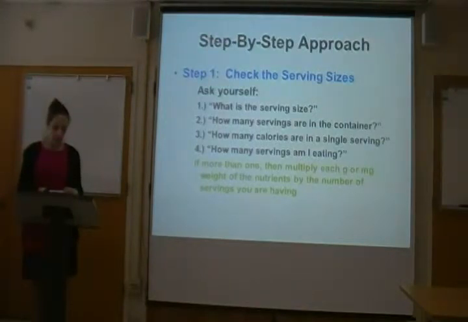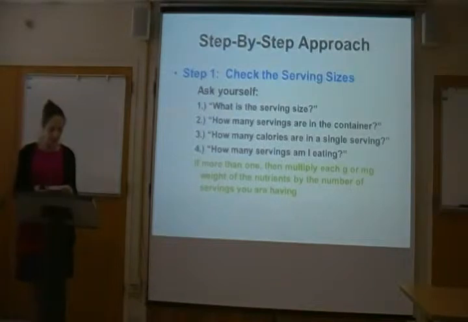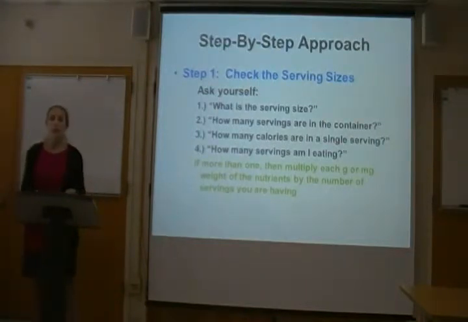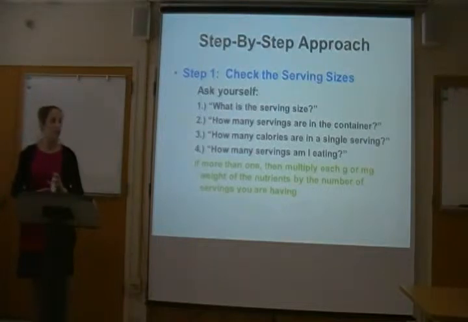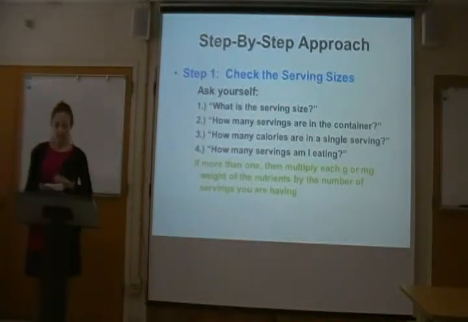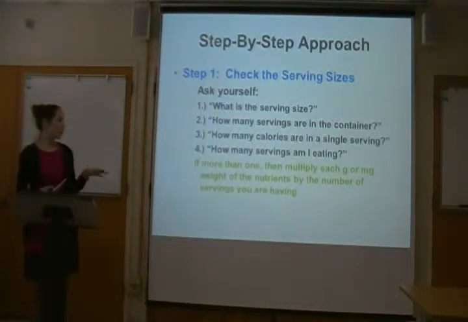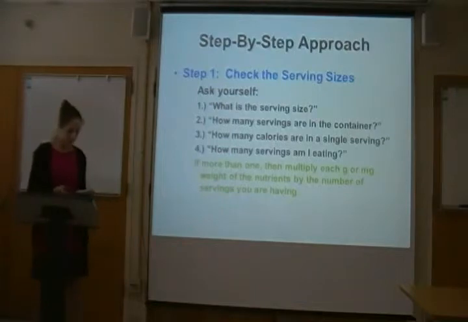Step one, first you want to check the serving sizes. Because as I mentioned before, this information will impact all the rest of your calculations from the label. So it's very important that this is not skipped. There's also a key number of questions that you're going to want to ask yourself while you're analyzing, and I have those outlined here. First is, what is the serving size? How many servings are in the container? How many calories are in a single serving? And how many servings am I eating? Because if you're going to eat more than one, then you want to make sure that you're multiplying the gram or milligram weight of the nutrient by the number of servings you are having.